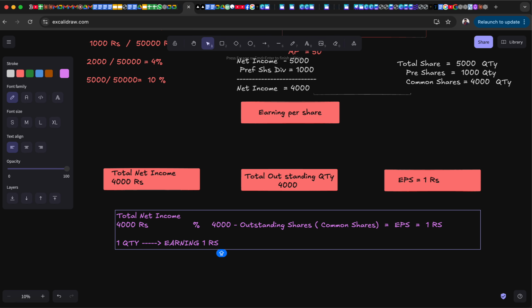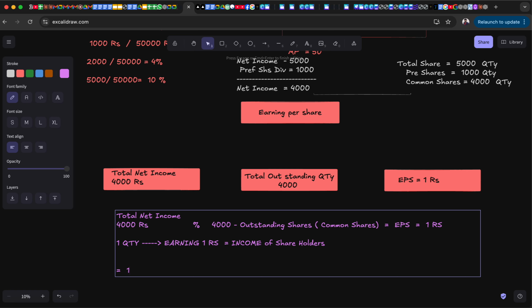So here in this case, we are only talking about the per quantity, that is how much we are earning per unit of, let's say, equity capital, or how much dividend we are going to receive from the company, because this is basically the income of the shareholder. So if you hold, as an investor, let's say 1,000 units, then 1,000 into 1, so you can earn 1,000 rupees dividend or income from the company.